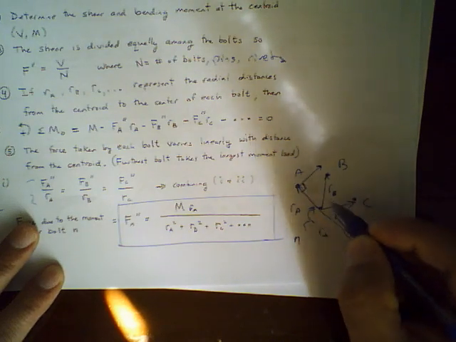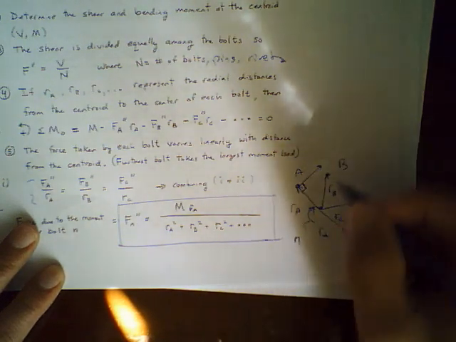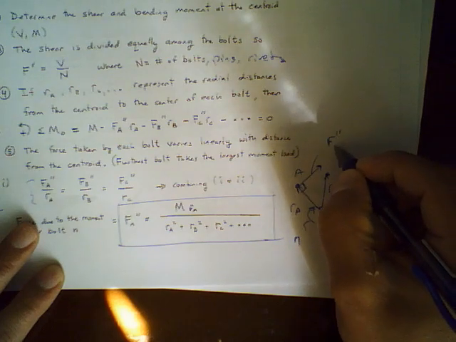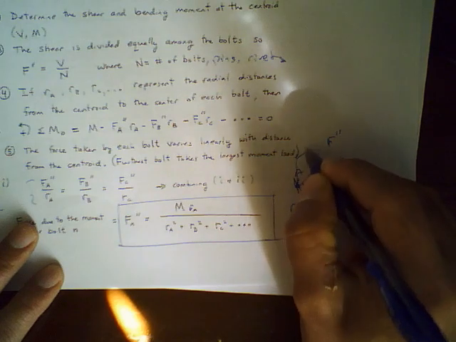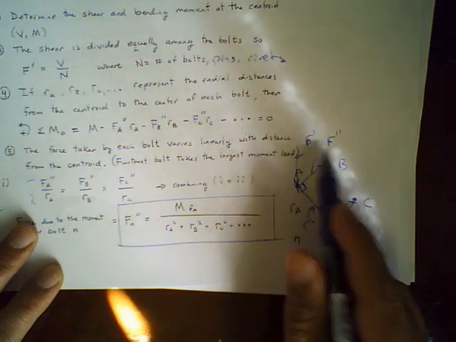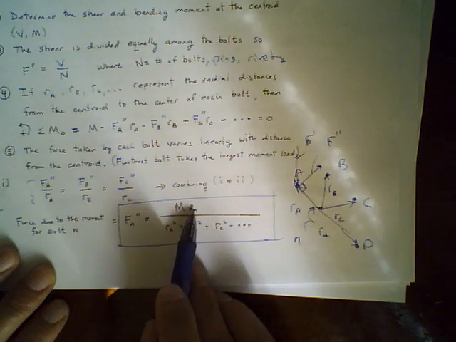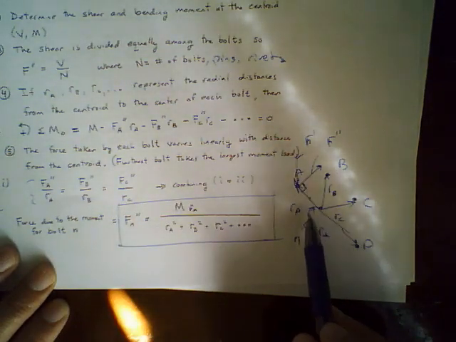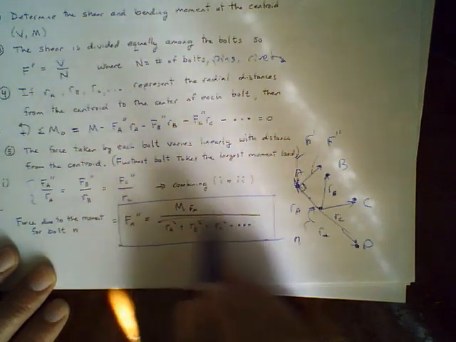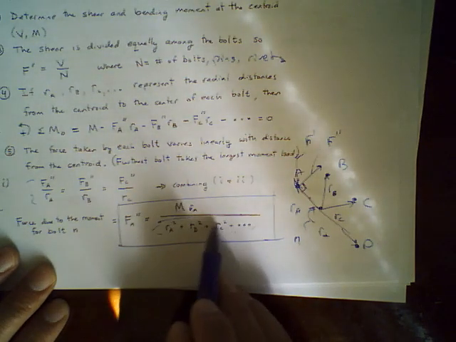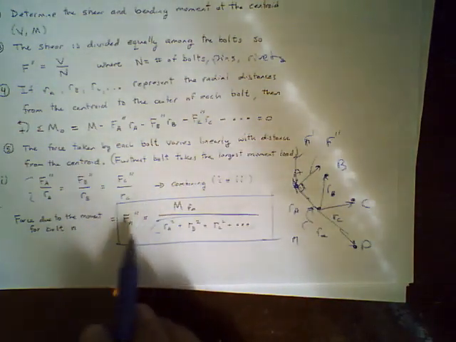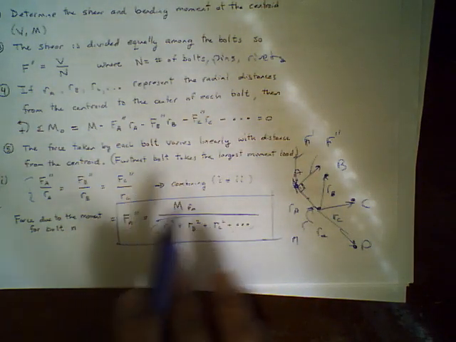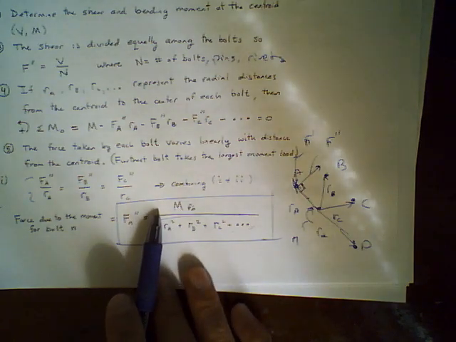So let's say my moment looks like that. The force is going to be perpendicular to the radial line, and in the same direction as the moment. We call this F double prime. F double prime is the force due to the moment, and F prime is the force due to the shear. So F double prime is equal to the moment multiplied by the radius of A, divided by the summation of all these radii squared. Once you have these values, you just use them again and again. This is how you find the force on a bolt group as a result of a moment, and the shear force is simply V over n.